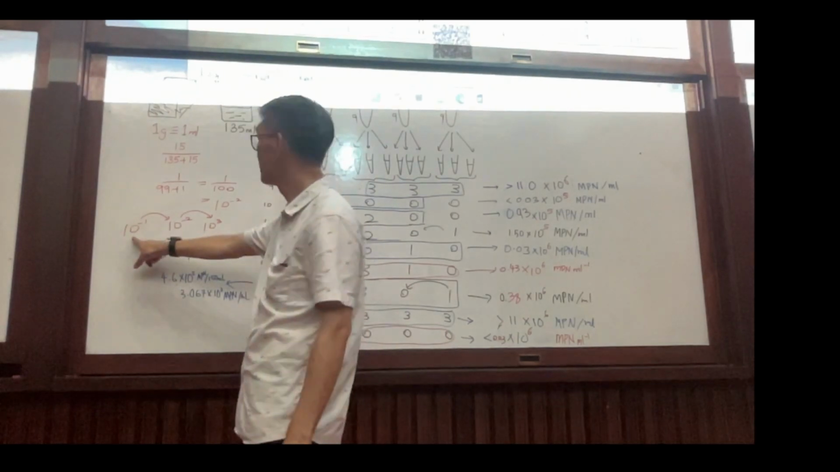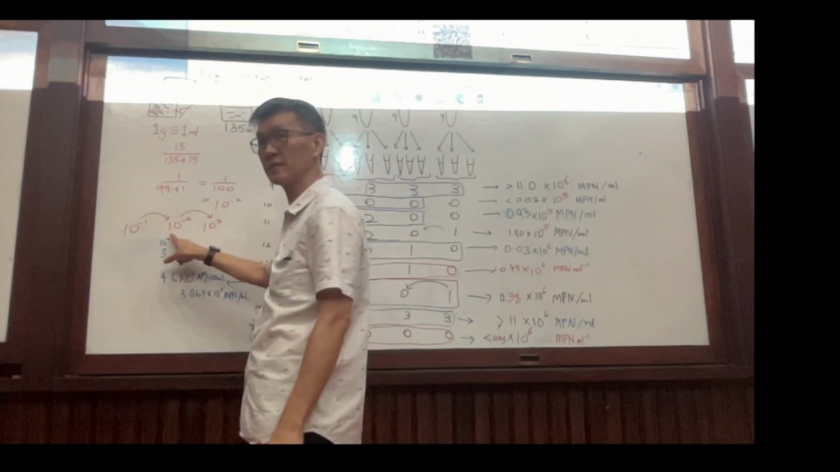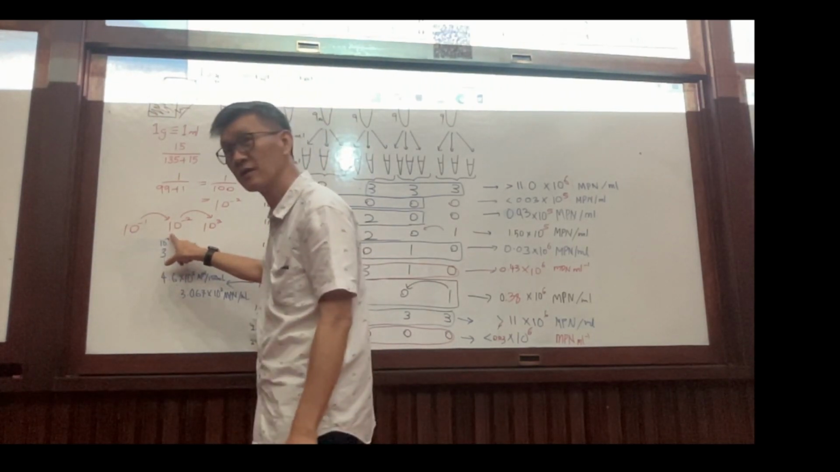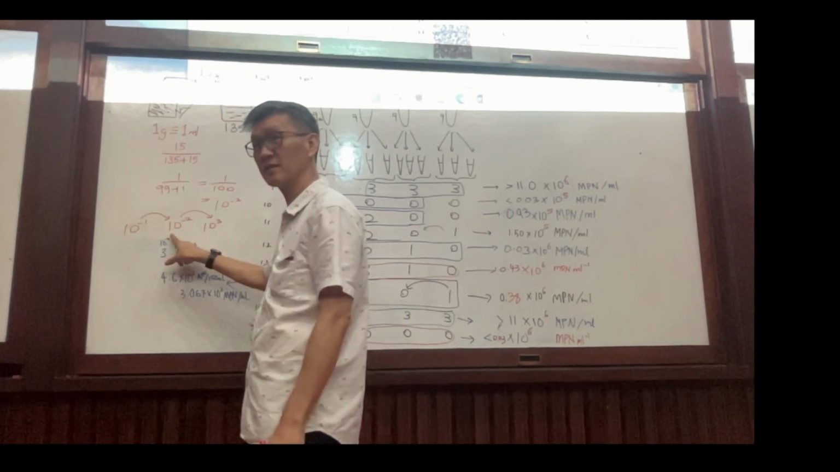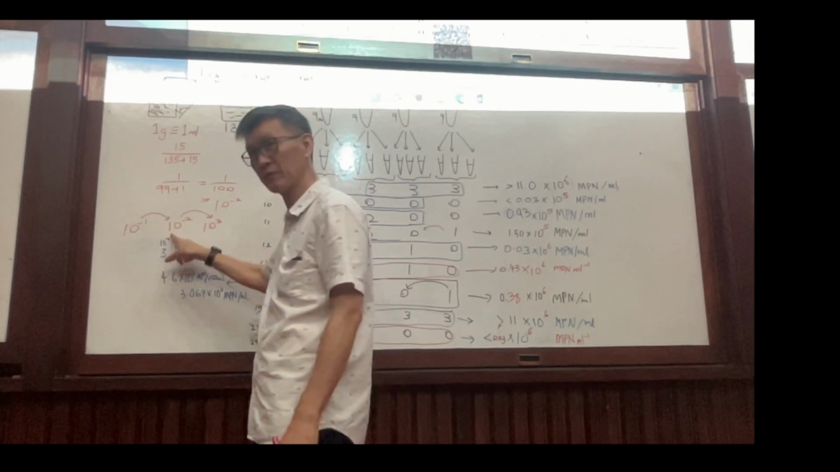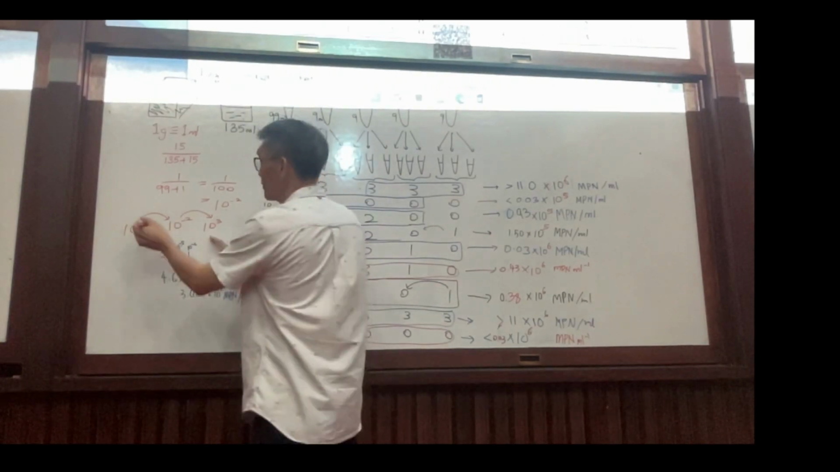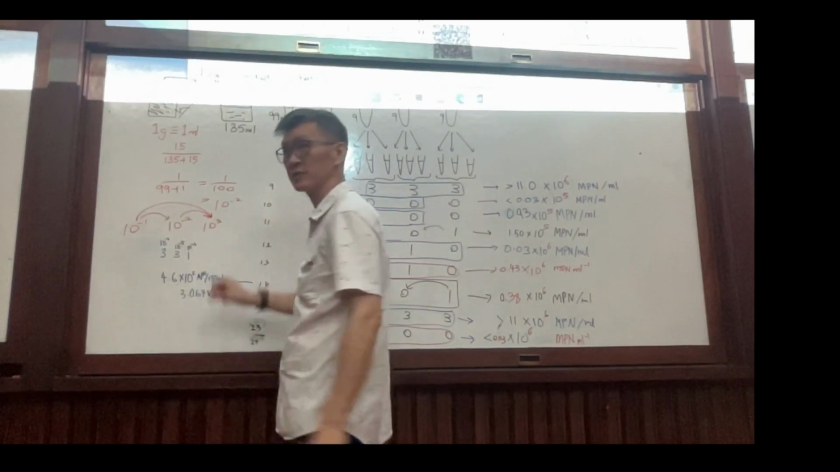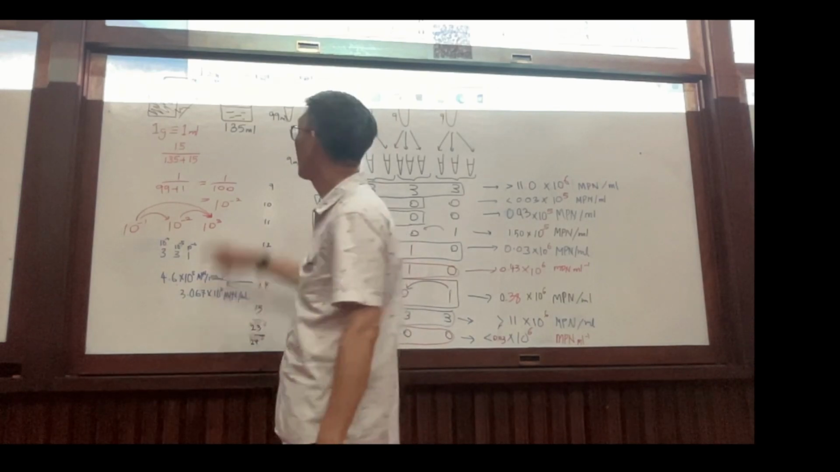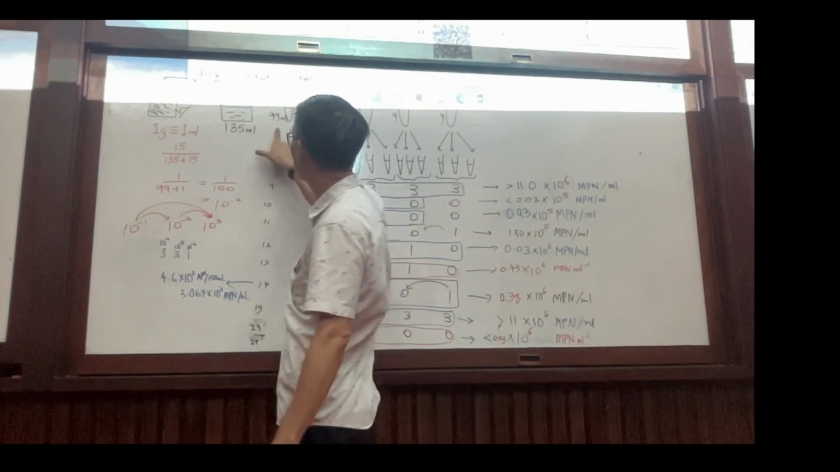From here, you do a 10 times dilution, come here, right? You do a 10 times dilution, you come here, right? From here, we're doing a 100 times dilution, 1 in 99.